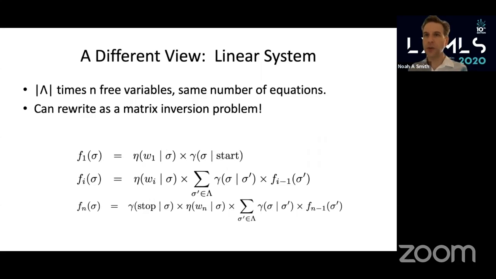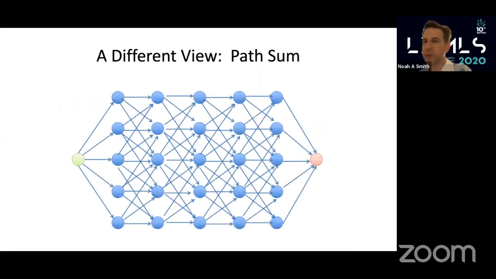And so, as you may remember from math class, a linear system like this can be rewritten, when it has the same number of free variables and equations, as a matrix inversion problem. Nobody, to my knowledge, ever practically solves the forward probability problem for HMMs using linear systems and matrix inversion, but it's interesting to notice that in theory it could be done. It's not the most efficient way, just like using standard path sum algorithms might not be the most efficient way, because this graph has a special structure, a special lattice structure.